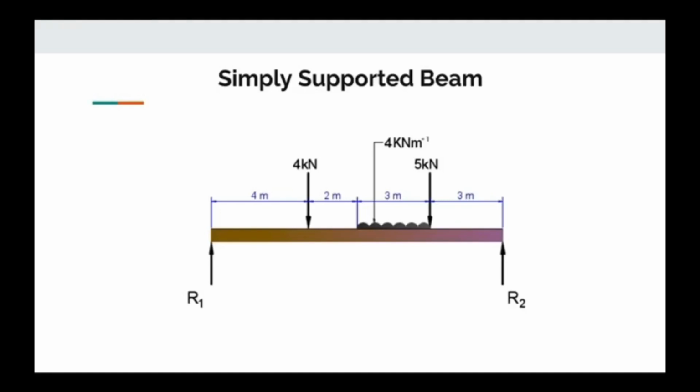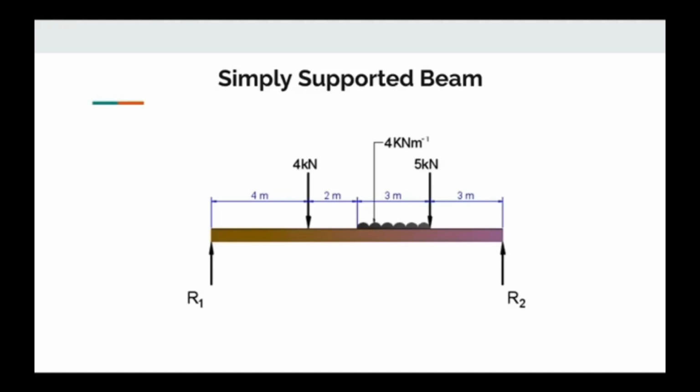And all that this is saying for this particular UDL is that for every meter distance, there's a 4 kilonewton force acting on the beam. So since this UDL load spans 3 meters, you're basically having a load of 12 kilonewtons acting on the beam, right? So all you have to do is convert this UDL load into a point load in order to work the equation and solve for simply supported beam reaction forces.